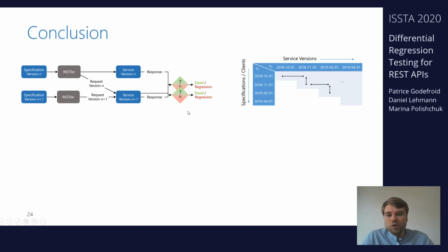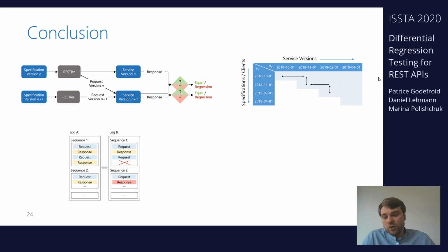And in our approach, we take different of those testing configurations, so where requests generated from one specification are sent to service versions of the same or a later version. And then we compare two such test configurations against each other with a certain diffing approach. I didn't go into too much detail about this diffing of network logs. For more details, please have a look at the paper.